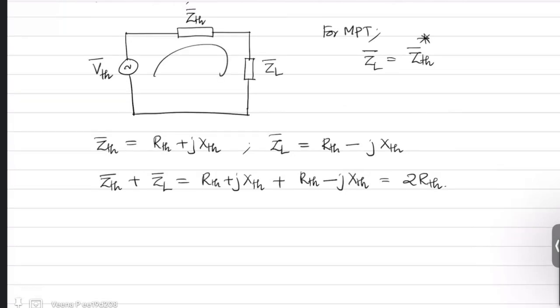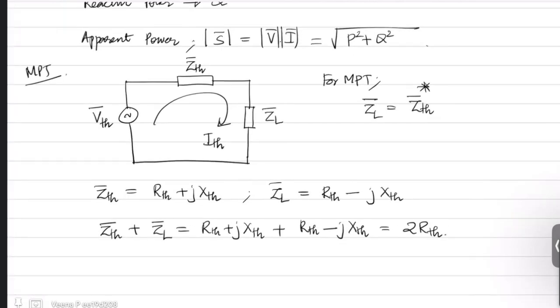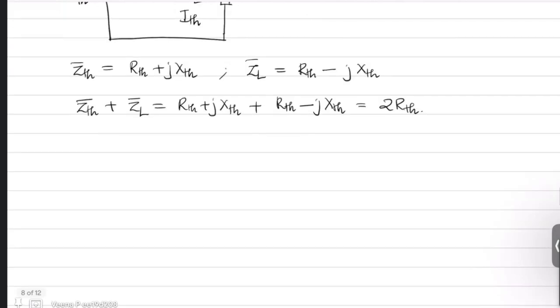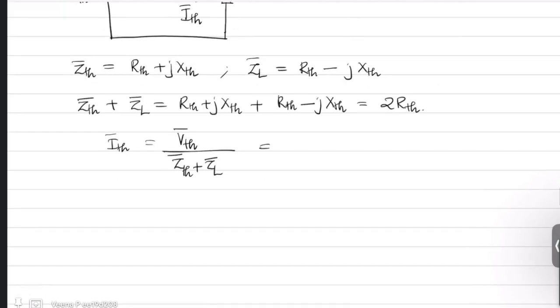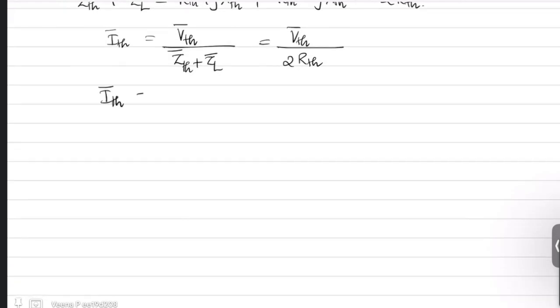Now, the current through this circuit. So I have drawn the circuit for the maximum power transfer case. That means this is equal to ZTH conjugate. Now this current ITH is given by the total voltage by the total impedance. Now VTH remains the same, VTH. ZTH plus ZL is 2 times RTH. So your ITH for maximum power transfer is VTH by 2 times RTH.